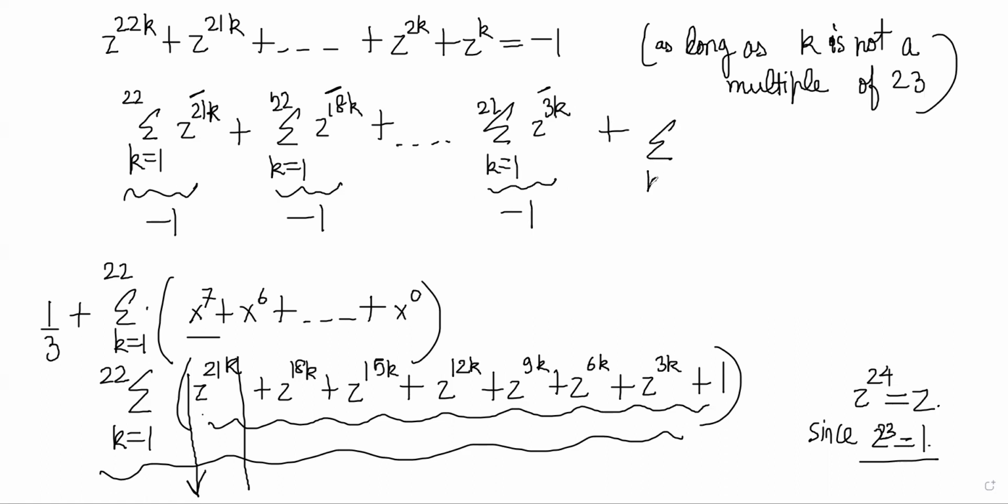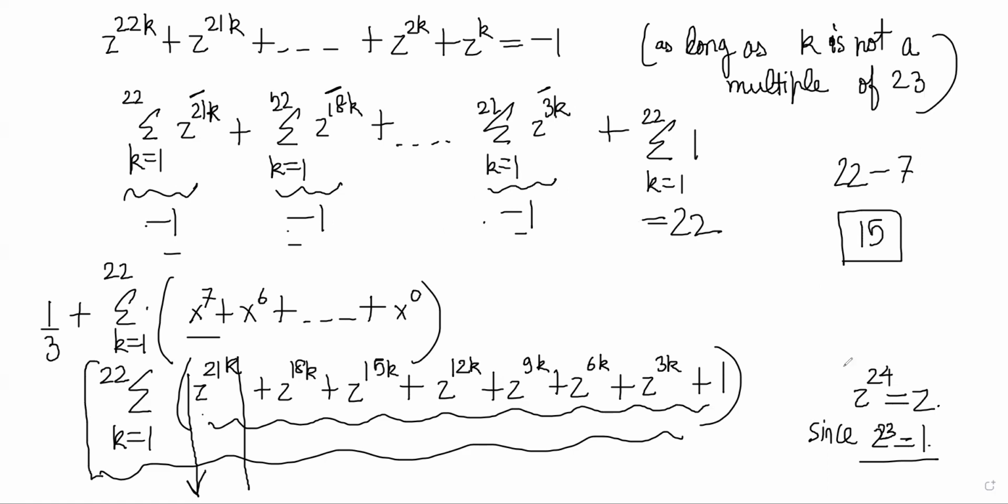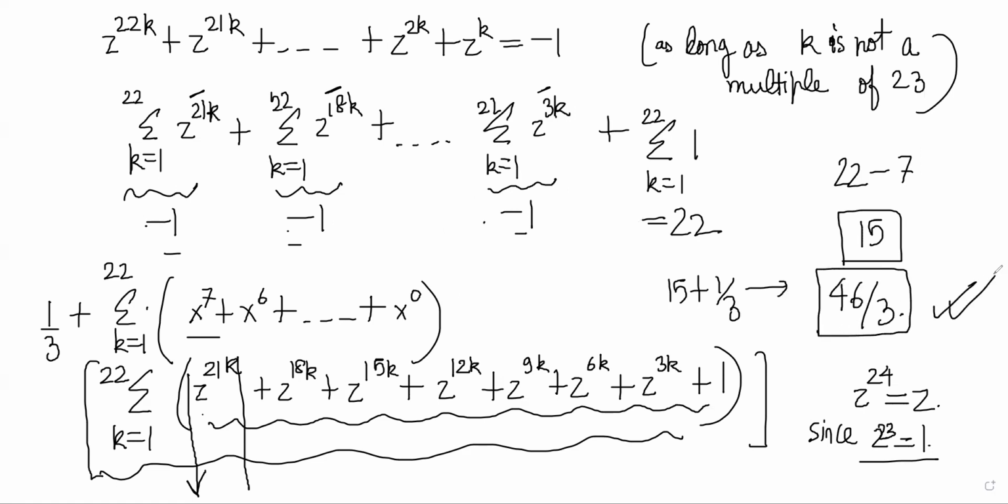The final term will be the sum for k equal to 1 to 22 of 1, which is simply 22. So we have 7 summations here, which are minus 1, minus 1, minus 1. So you get 22 minus 7, or 15. 15 comes out from here, and we have 15 plus 1 by 3. So basically the answer becomes 46 by 3. That is the final summation.